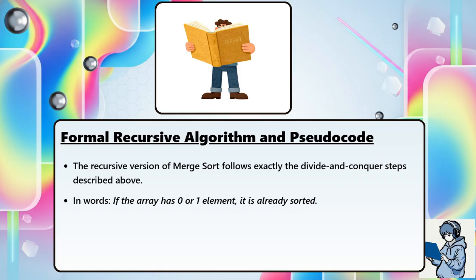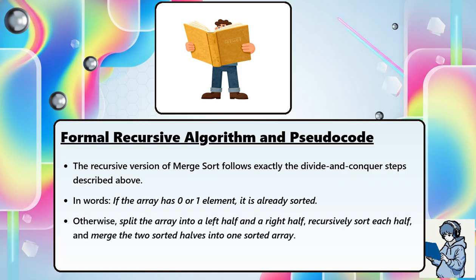If the array has 0 or 1 element, it is already sorted. Otherwise, split the array into a left half and a right half, recursively sort each half, and merge the two sorted halves into one sorted array.